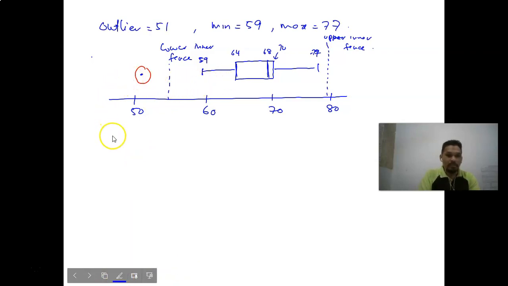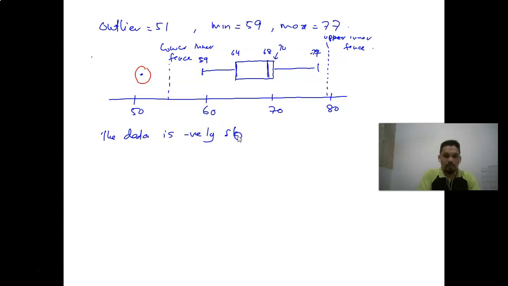So I call the data negatively skewed, or skewed to the left. Okay. So this is a picture of a box and whiskers plot for example number 2. And this is the outlier.